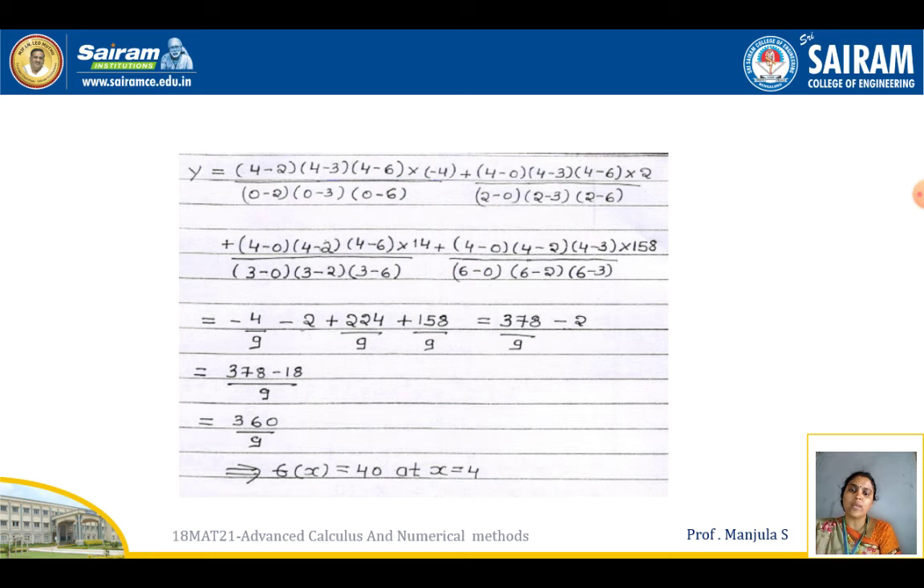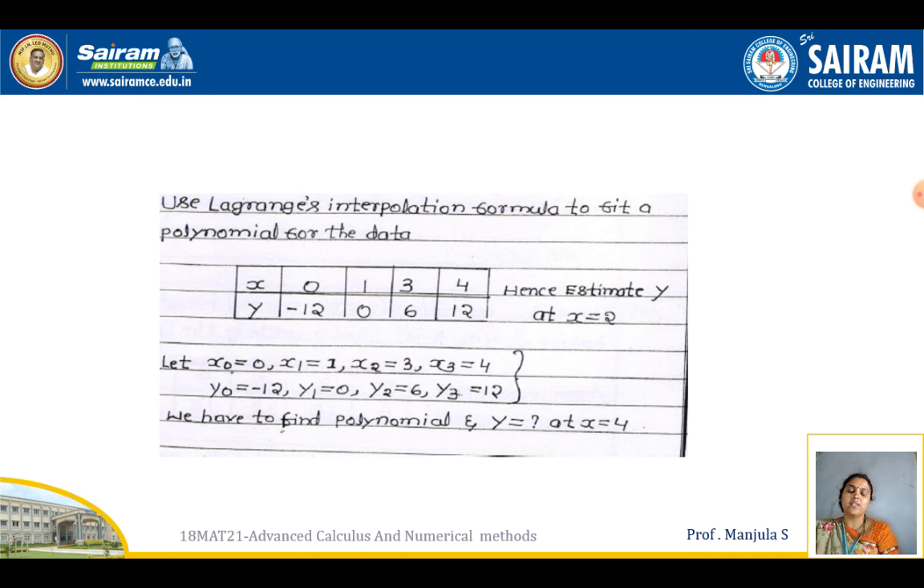y equals minus 4 by 9 minus 2 plus 224 by 9 plus 158 divided by 9. So we are getting 378 divided by 9 minus 2. On simplification we are getting 360 divided by 9. So we can conclude that the value of y is 40 at x equals 4. This is our required solution. Now we'll see the next problem.